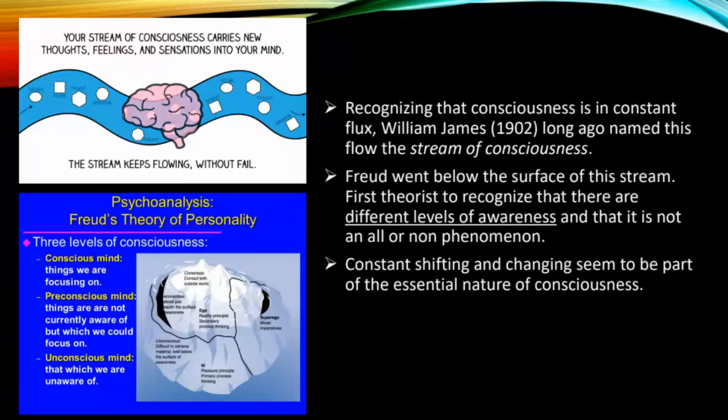And we also think back to Freud, whom we discussed in a little detail, and he was the first one to look at the fact that although we have the stream of consciousness, there are different levels to our awareness, a bit like the dimmer switch that I spoke about. Think back to that. It's not an all or none phenomenon. You're not conscious or unconscious. It's not one or the other. It's different levels of awareness. And part of the nature of consciousness is the fact that it continually shifts and changes. That's really part of the essential nature of what consciousness is.